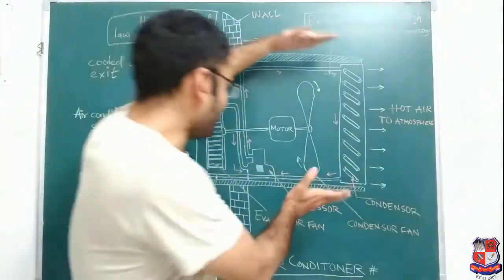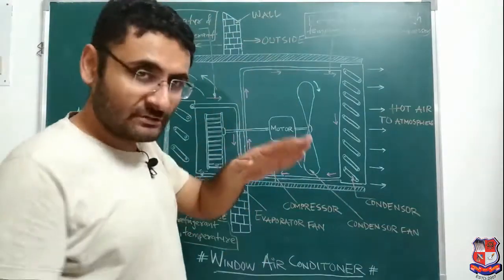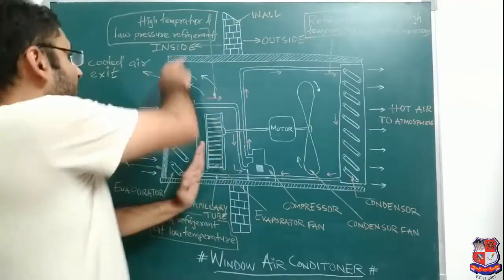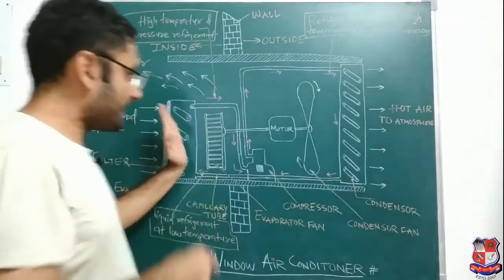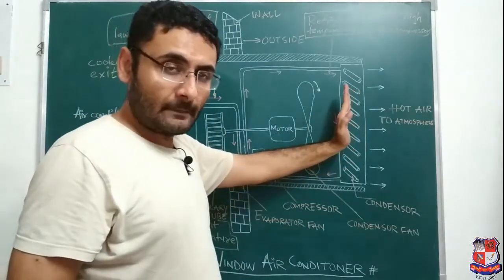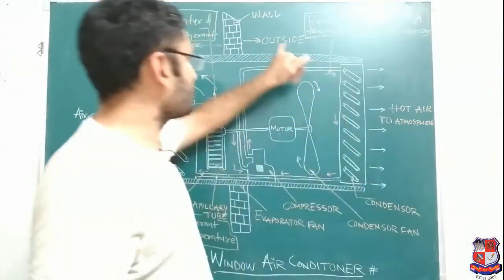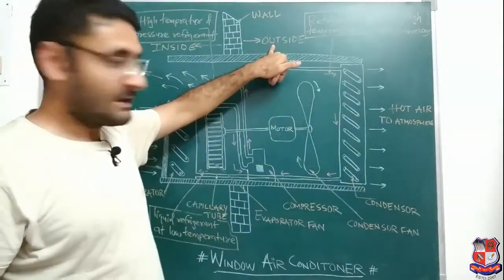Now that big box or container we will place in such a way that the evaporator portion will remain inside of the room. So over here I wrote inside of the room, and the remaining devices like compressor, condenser and capillary tube will remain outside of the room. So over here I wrote outside of the room.